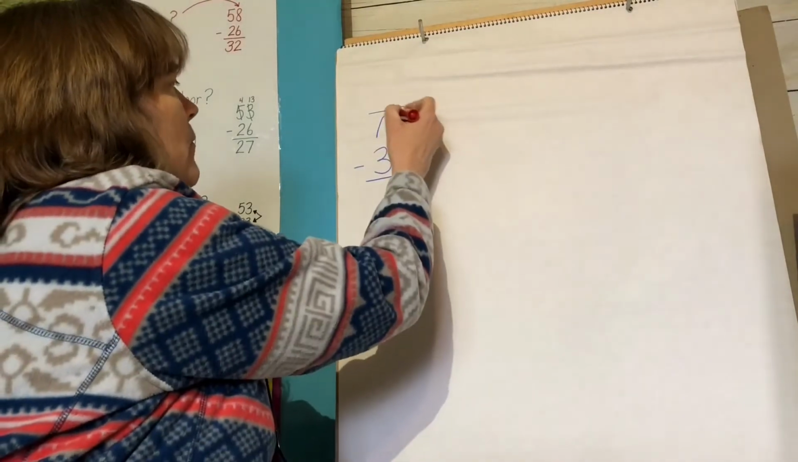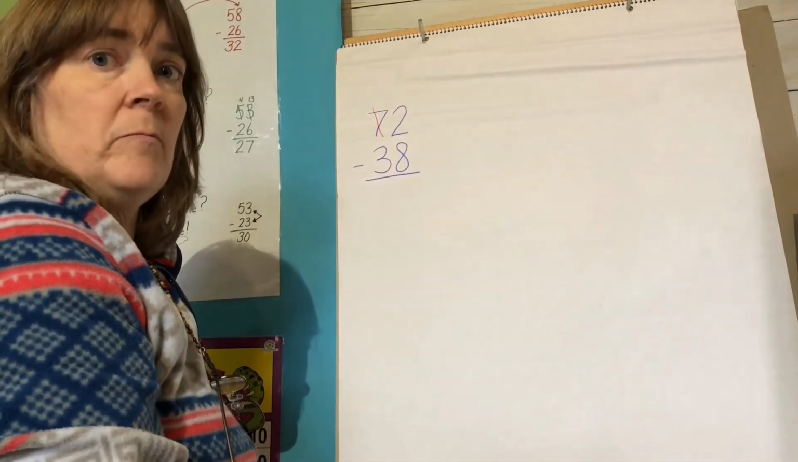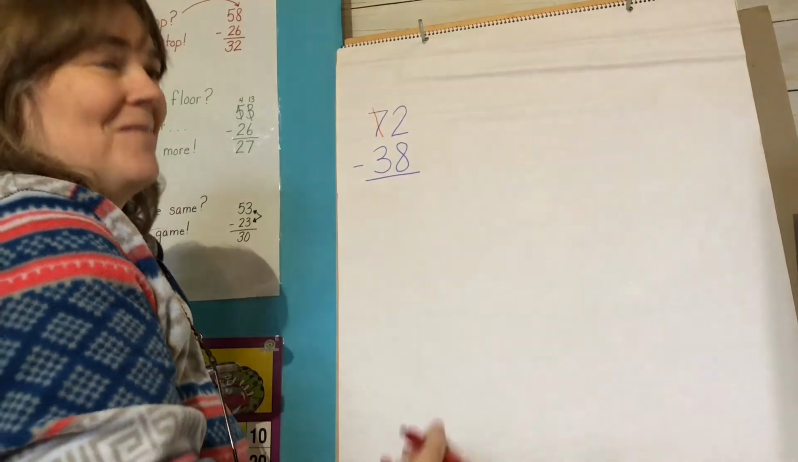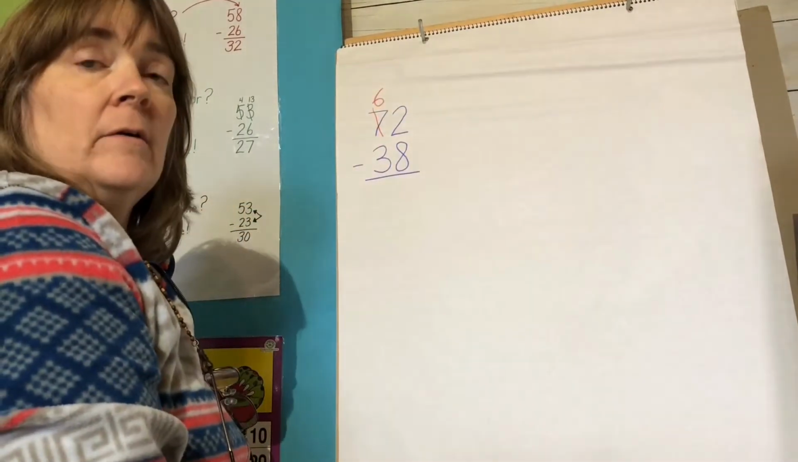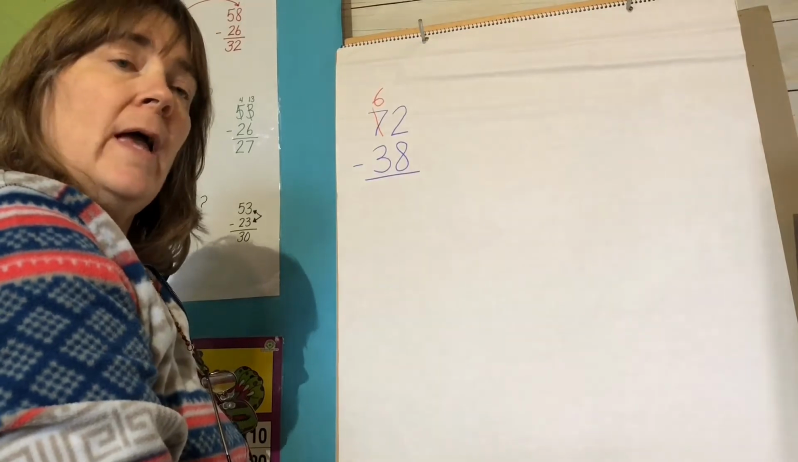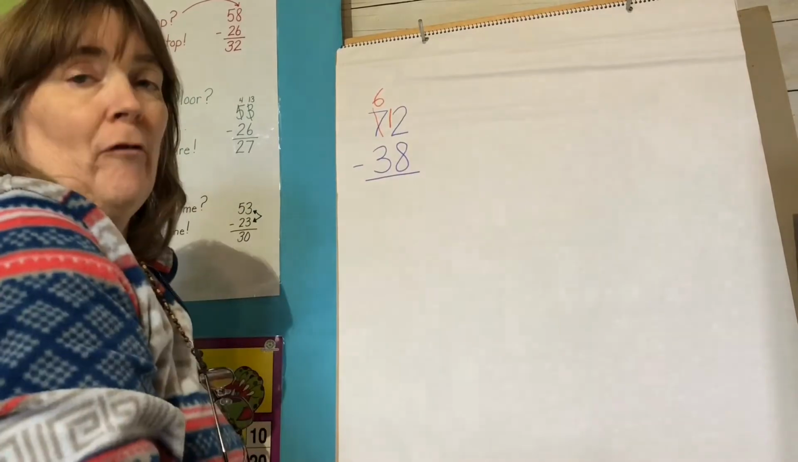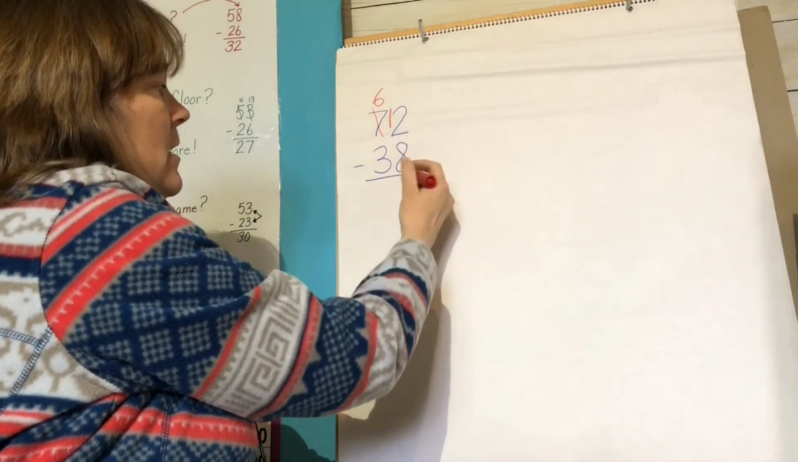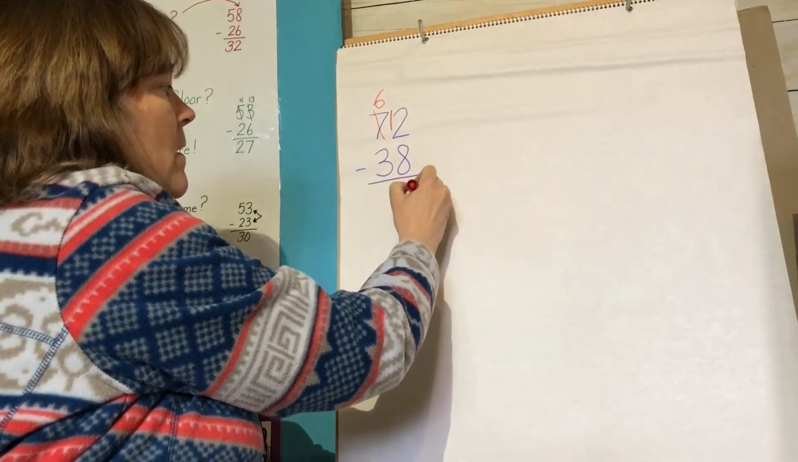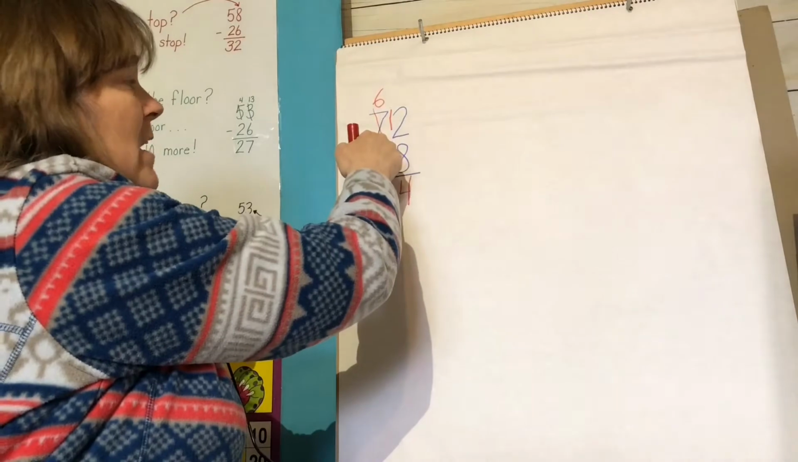So I come over here and I cross out the 7, and when I take 1 away from the 7, it becomes a 6. And now that 6 gave 1 away to the 2, and it makes it a big old 12. So now I'm ready to subtract. 12 minus 8 equals 4. You're right. And now I don't have 7 here anymore.